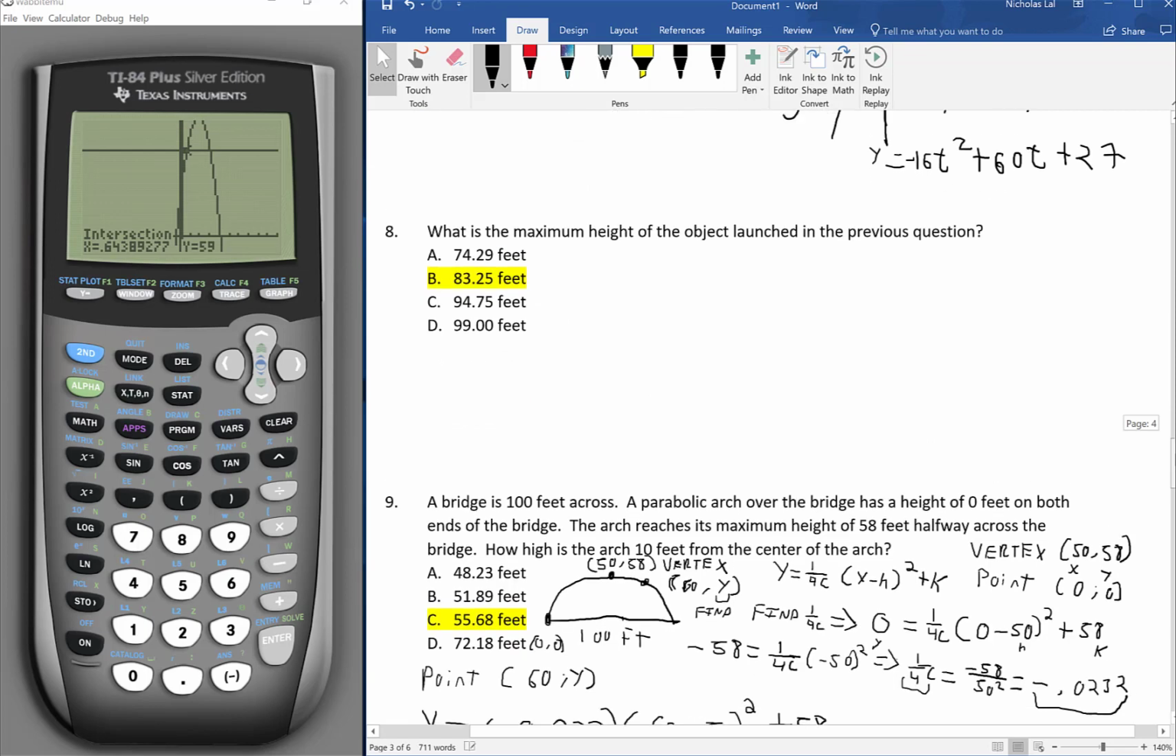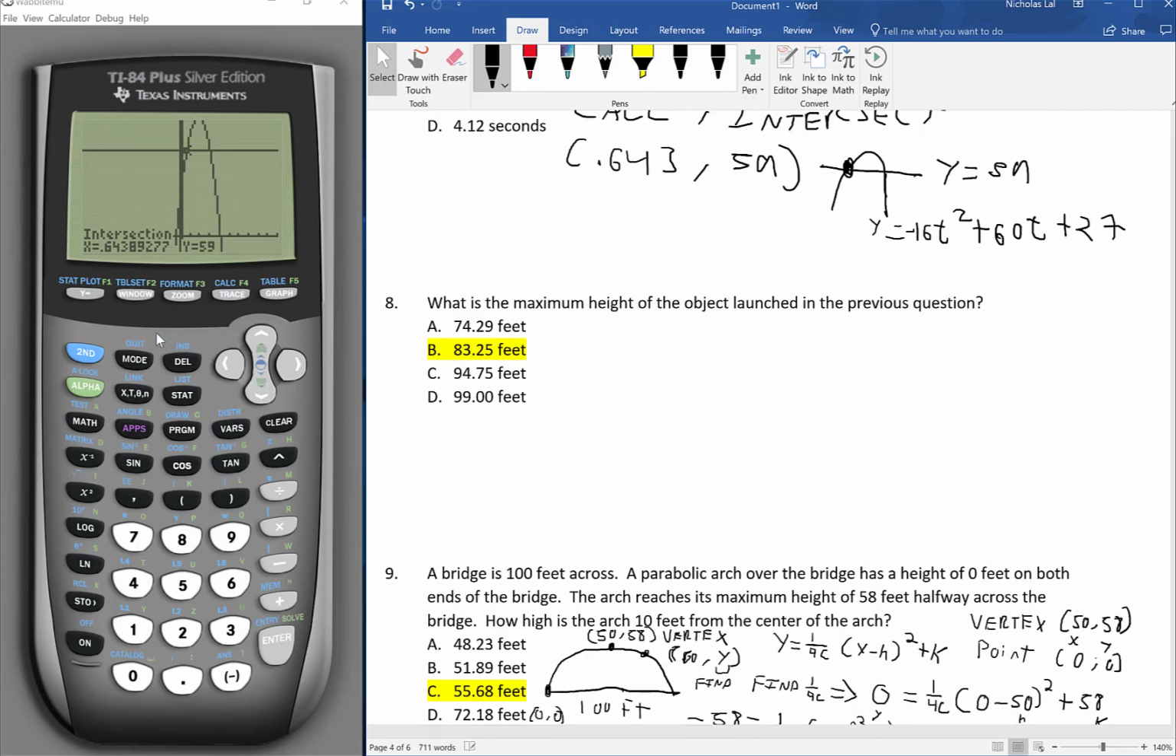What is the maximum height of the object launched in the previous question? So here, we're going to have to take our window, and we see we need to increase our y max. So you can take my y max to 100. All right, and now I'm going to calc maximum.